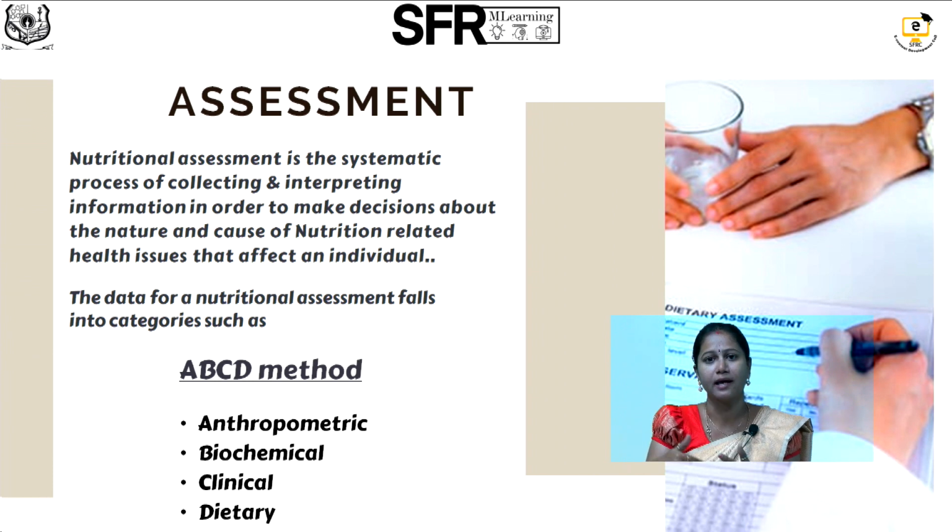So we have to check their height, weight, BMI, that is anthropometric, and biochemical values, which are taken from blood samples, and the clinical assessment, which can also be obtained from the blood samples, and the dietary details which have to be obtained by the dietitians. So these are the data which we have to get from the patients to plan and provide diet counseling to a patient to treat his disease and to speed up his recovery period. This we call the ABCD method.